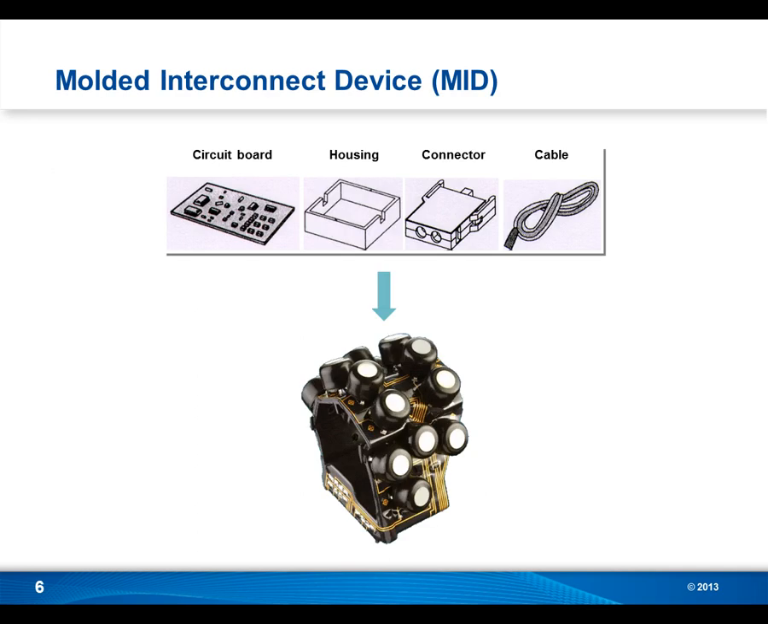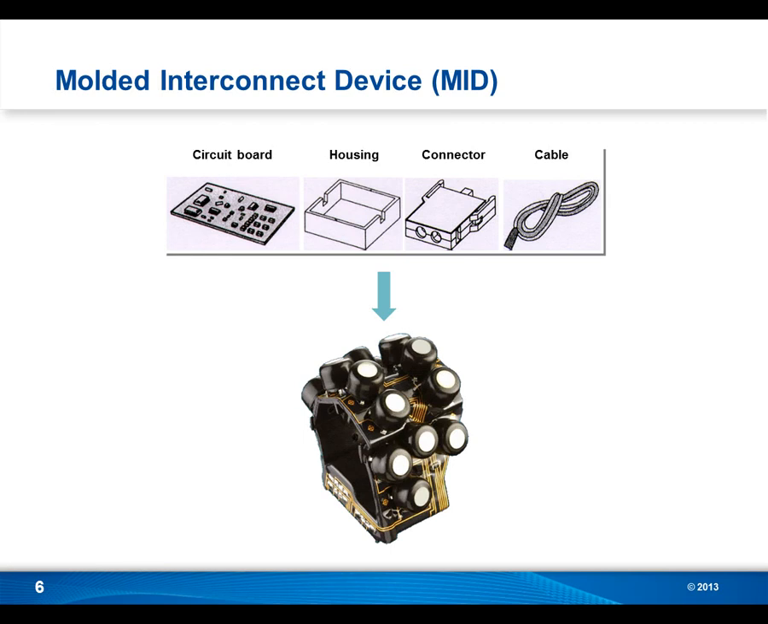Basically, a molded interconnect device is a part that combines all mechanical and electrical functions into a single part. So in the case of what we see here on the screen, you have a circuit board, a housing, a connector, and a cable all in one part.